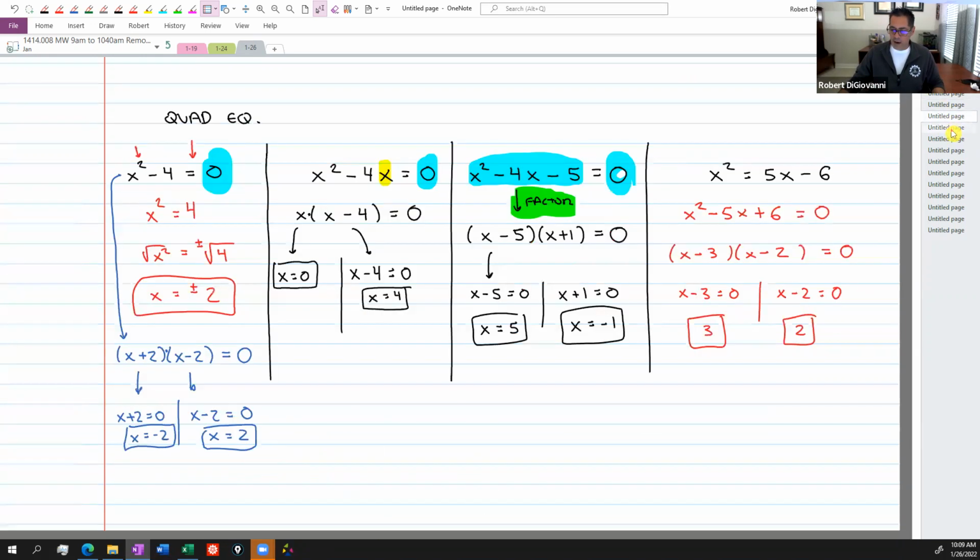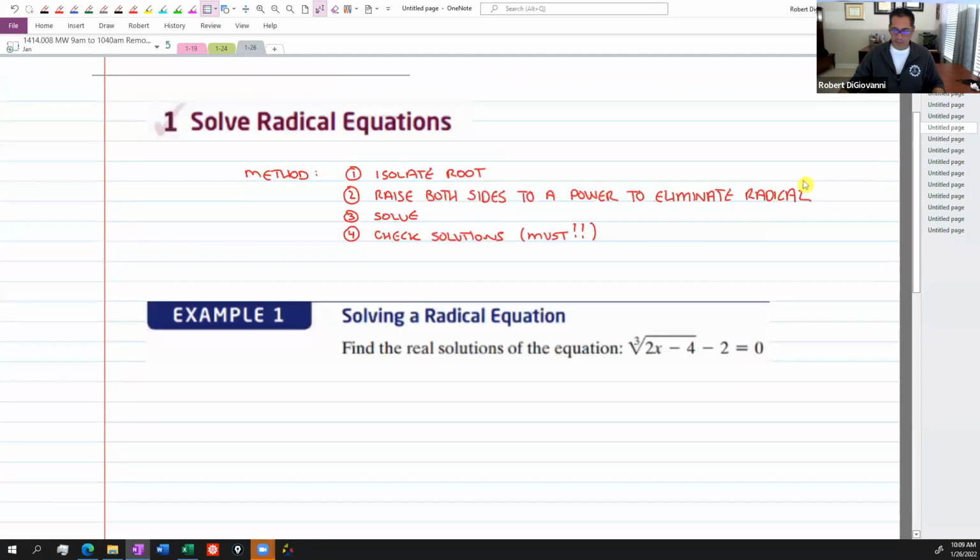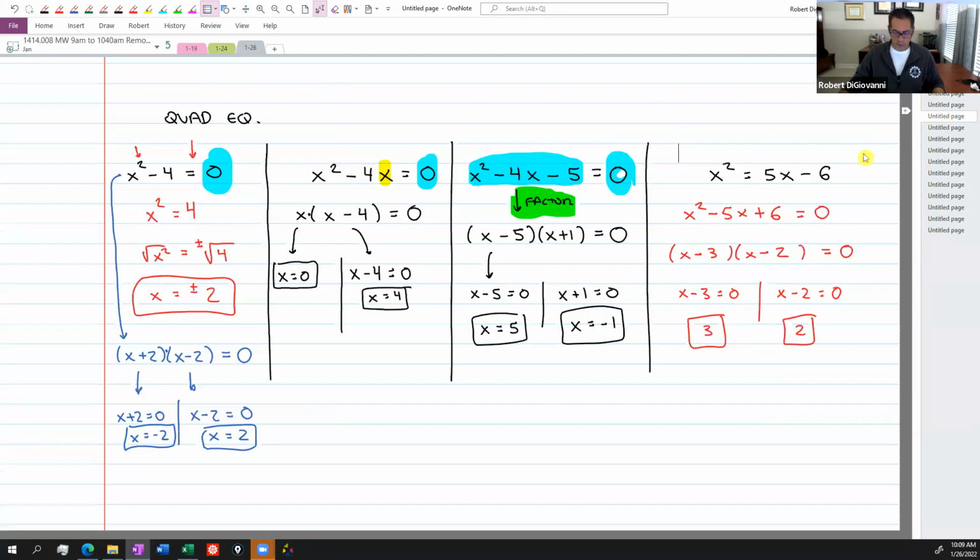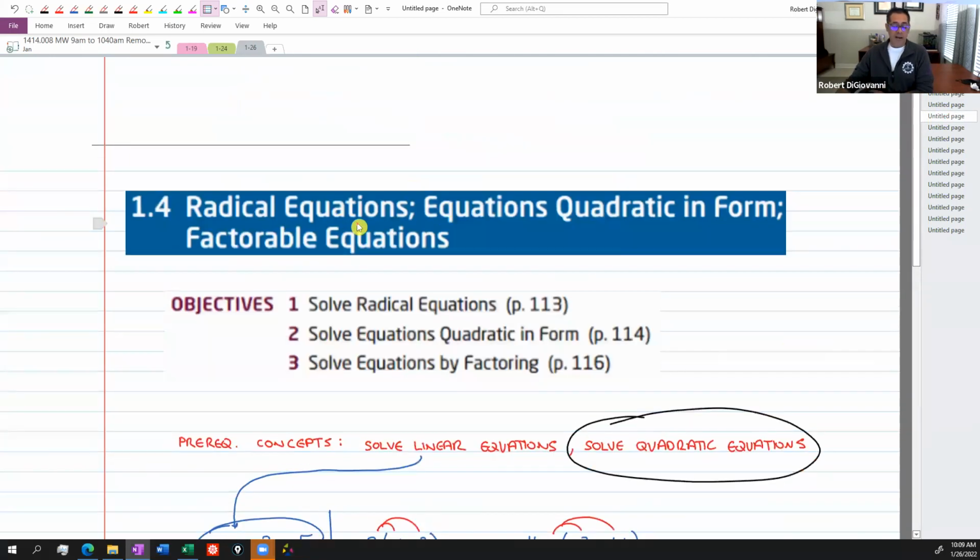Right, today is about, where is it? Here we go. Radical equations, equations in quadratic form. First objective of today for this section is to solve radical equations. That means we need to make sure we know how to solve an equation that has a radical in it. All right, a radical within the equation.